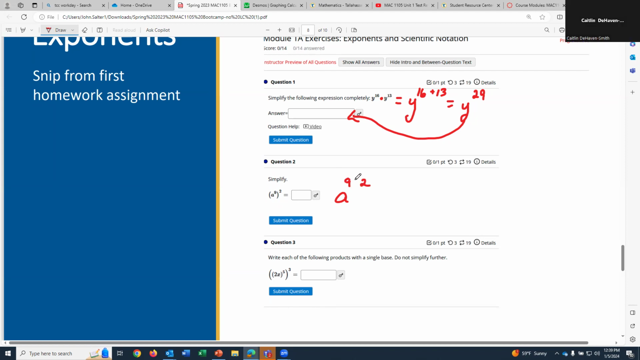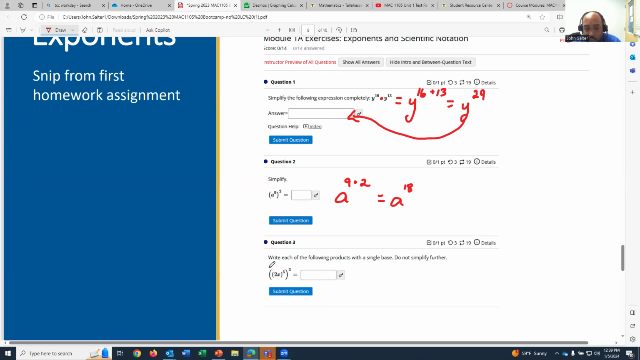Multiply them? Excellent job. And in this case, 9 times 2 gives me 18. Excellent job. You guys rock. And again, I just put it in right here. Excellent job. You guys are doing fantastic.